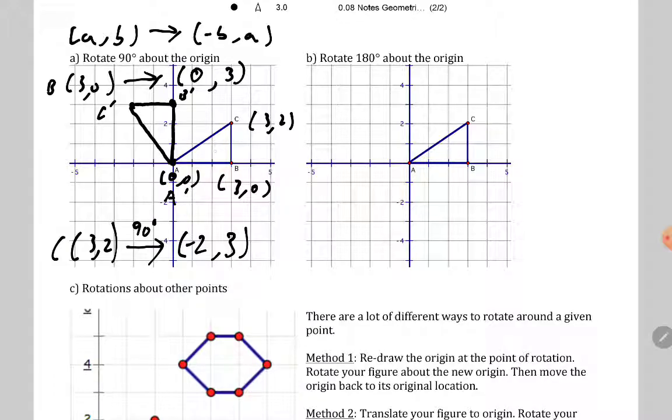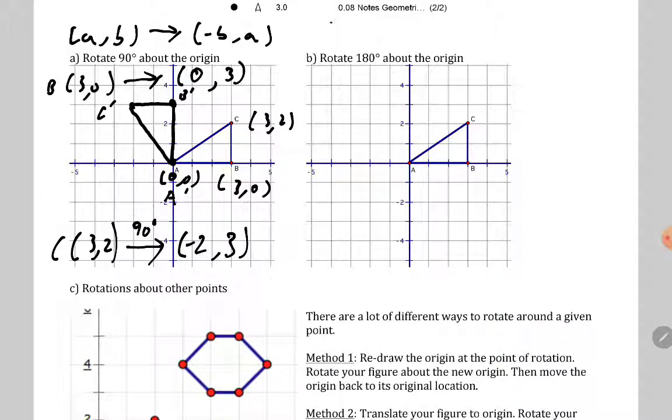Now, think of it this way. I'm keeping A, like pretend you're holding this triangle in your hands. I'm keeping A where it is, and I'm just moving the rest of the block 90 degrees. So that's where it'll end up.